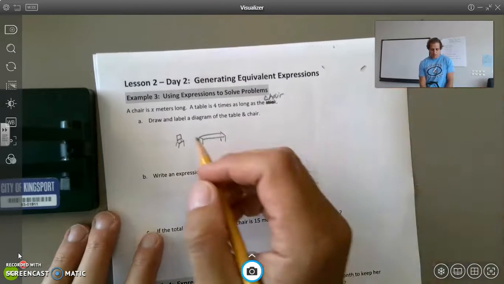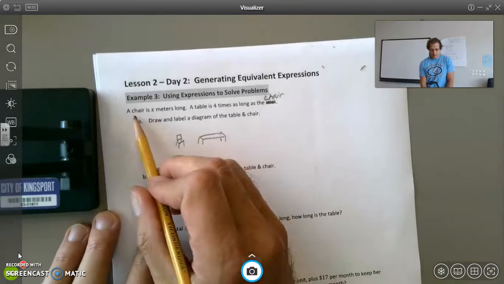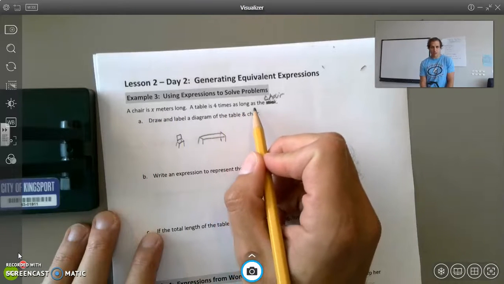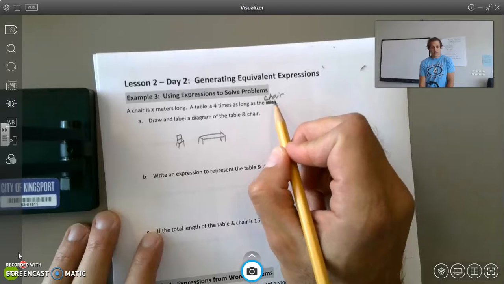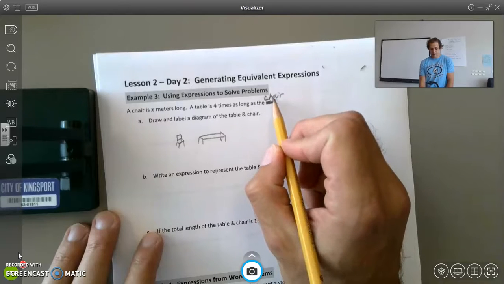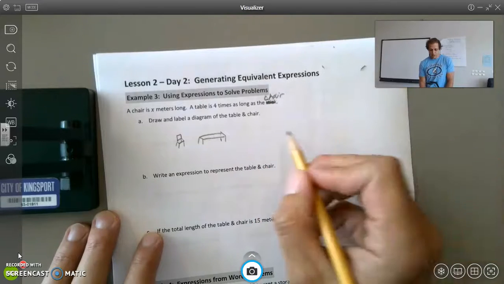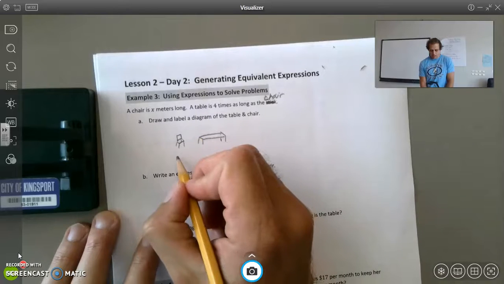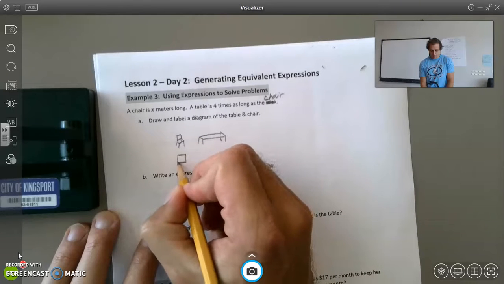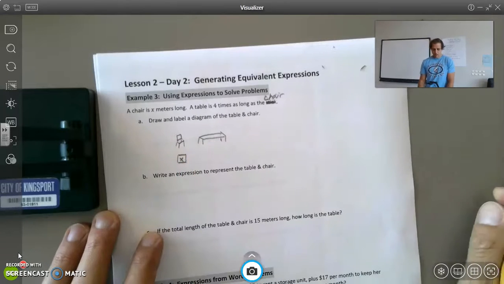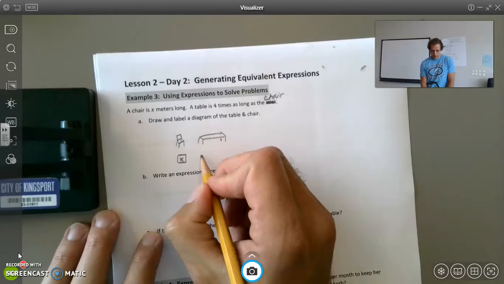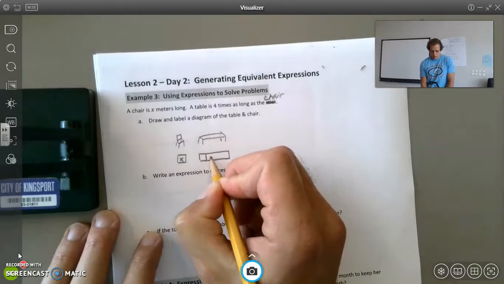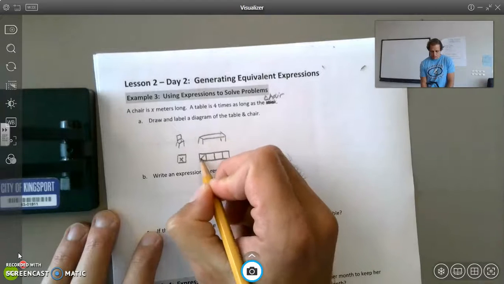So our first problem is about a chair that is X meters long and a table that is 4 times as long as the chair. You probably have a little typo here. That should say chair. Draw and label a diagram for the chair. So I drew a chair and a table, and what I'm going to have here is a chair that is X units long, and the table that is 4 times as long, which would mean it would be like 4 of those X's.